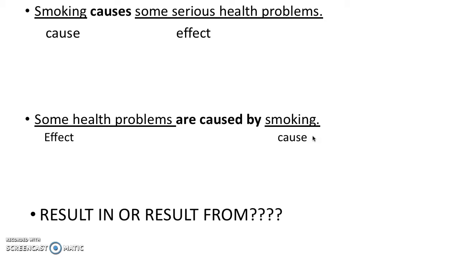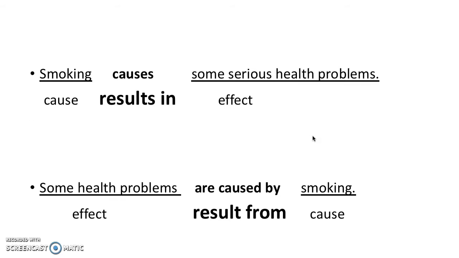How about result in or result from? When we use result in in a sentence, we have the effect after it. Smoking results in some serious health problems. Okay, the effect comes after results in. But when we have result from, we have the cause after it. Some health problems result from smoking. So we have the cause, from smoking, result from smoking. Okay, if you want, you can note these sentences down.